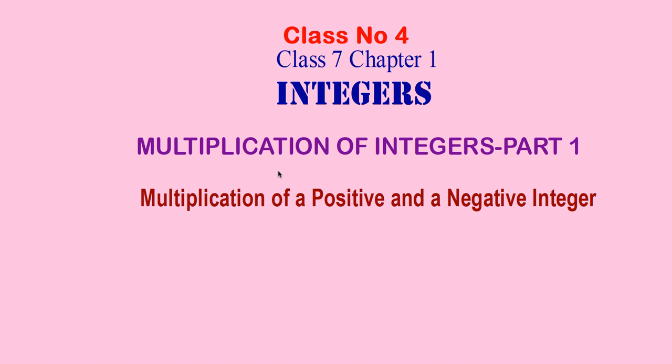Today I am going to discuss multiplication of integers, multiplication of a positive and a negative integer. You know what is 3 into 2? Yes, it is equal to 6. You know multiplication is a repeated addition. That means 3 into 2 means you are adding 2 three times, that is 2 plus 2 plus 2, then you are getting answer 6.